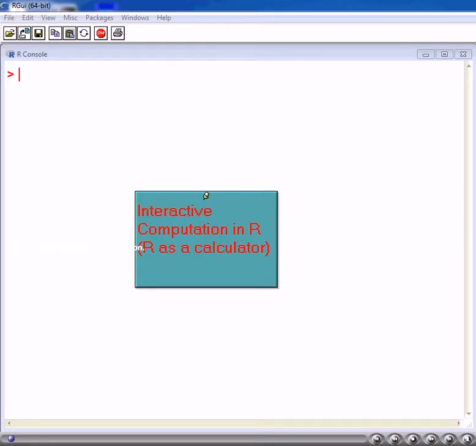In this lesson, we'll discuss what is available in the R language regarding interactive computation, that is, using R as a calculator. That is, how we can use the R console as a calculator.